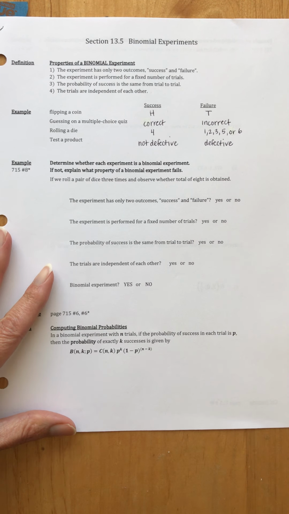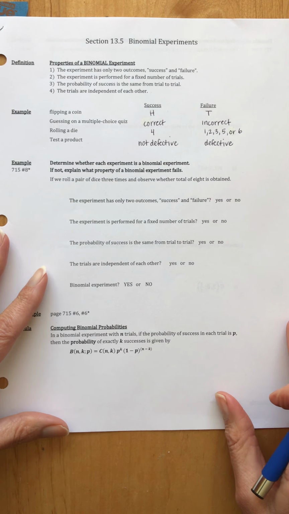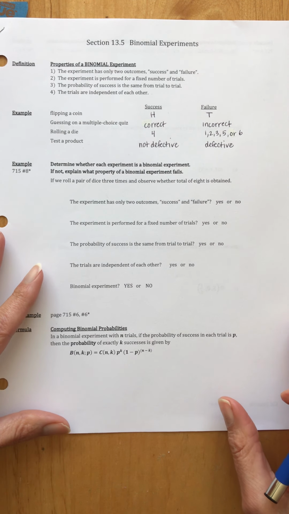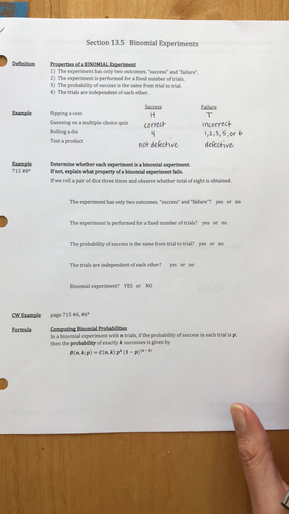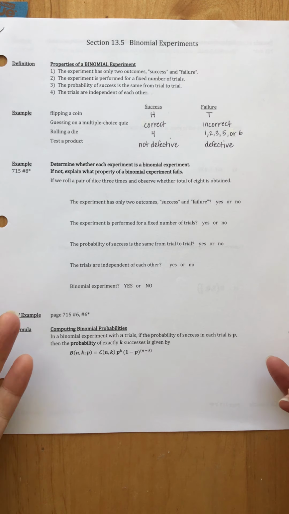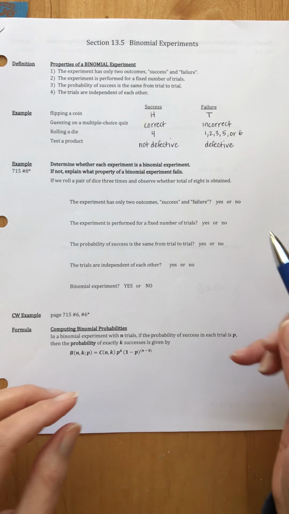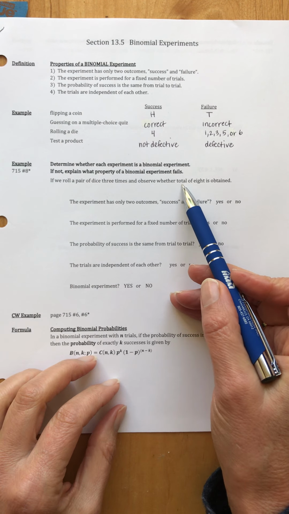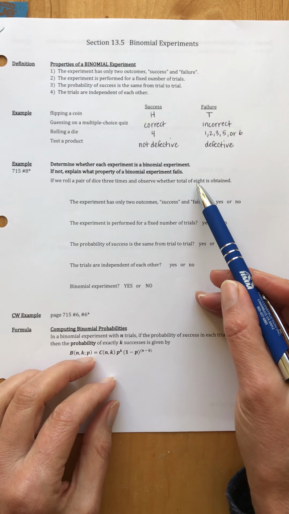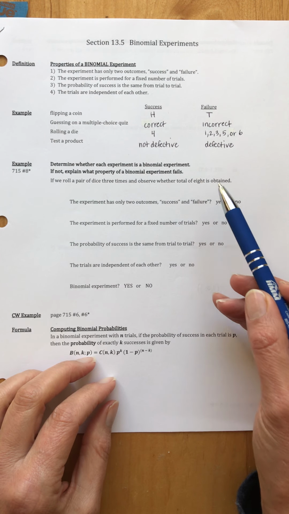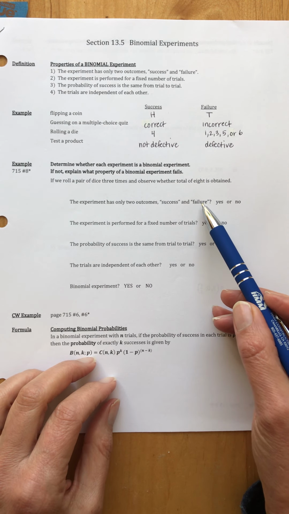All right, if we roll a pair of dice 3 times and observe whether a total of 8 is obtained. Okay, so think about you roll the die and think about what happens. Suppose that you have 1 on one die and 2 on the other. Well, when we add them together, we would get 3. So that would be considered not 8, so that would be considered a failure, right?